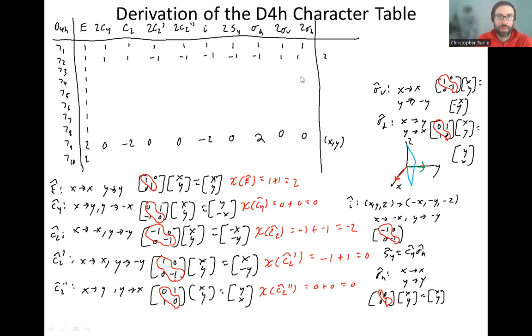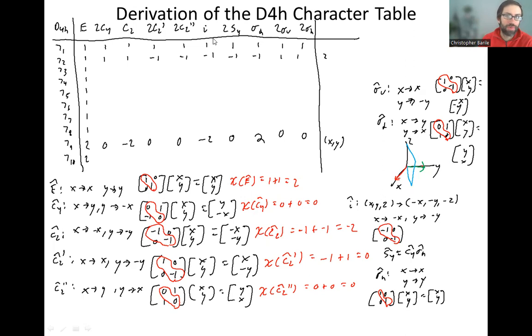And so I'm not going to prove to you right now that these are all orthogonal to one another, but they are. Gamma 1 dotted with gamma 9 is orthogonal. Gamma 1 dotted with gamma 2 is orthogonal. And gamma 2 dotted with gamma 9 is orthogonal. The dot product equals 0 when adjusting for the number of symmetry operations in each class. But you could do that for yourself.